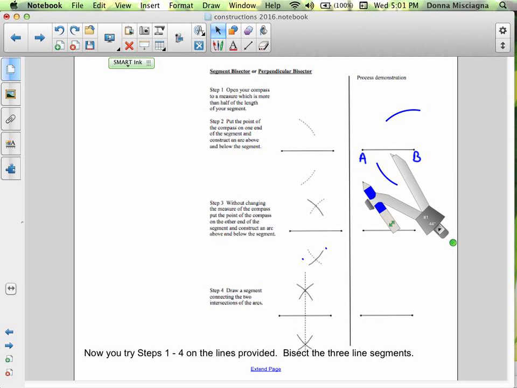I'm going to move it over. When I move my compass, do not change the spread of the compass in any way. Keep it exactly the same. Just move it over to point A. And in my case, I have to flip the compass around, otherwise it's pointing the wrong direction. And I'm going to do the same thing. I almost missed. See what I mean about if you don't draw it big enough? I just barely caught that arc. So you draw the arc above and below again.